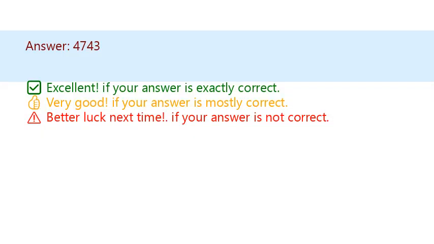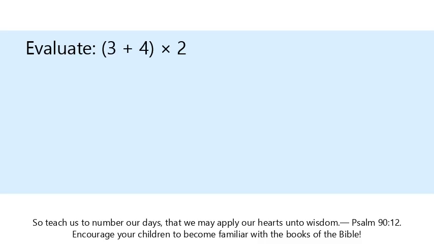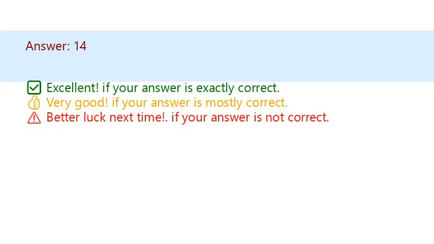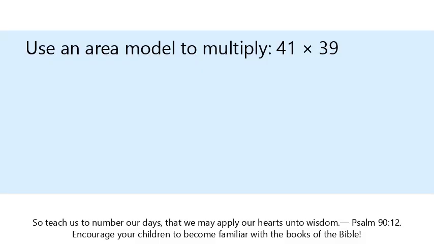Answer, 4,743. Evaluate, open parenthesis 3 plus 4 close parenthesis times 2. Answer, 14. Use an area model to multiply 41 by 39.